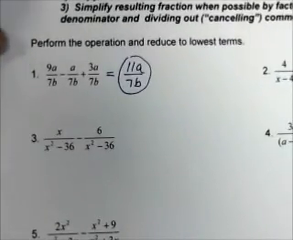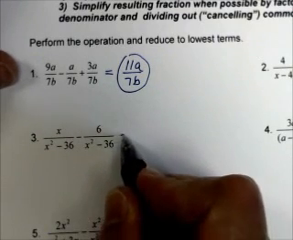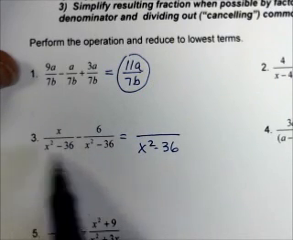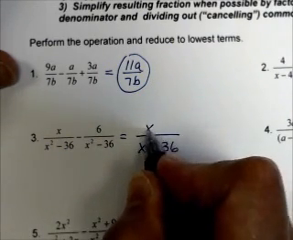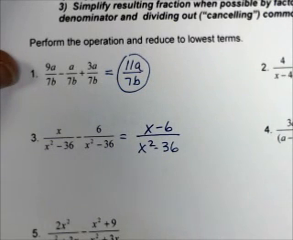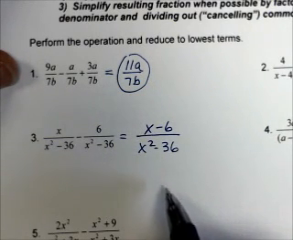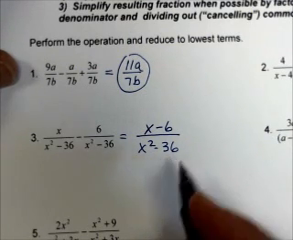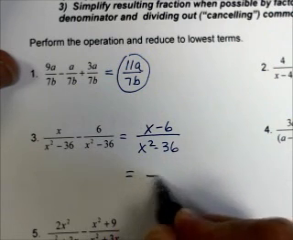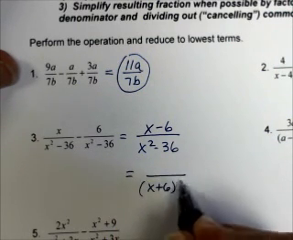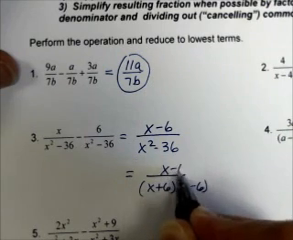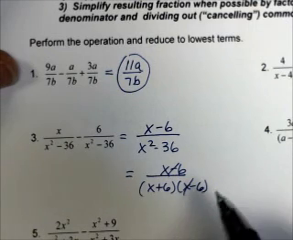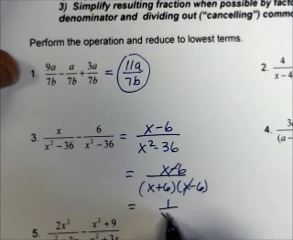Number 3, same denominator, copy it, x squared minus 36. Combining the numerators, x minus 6. Now we need to simplify the fraction. The denominator can be factored. That's a difference of two perfect squares: x plus 6 times x minus 6. And the numerator x minus 6 we bring down, and the x minus 6 divide out. So our answer is 1 over x plus 6.